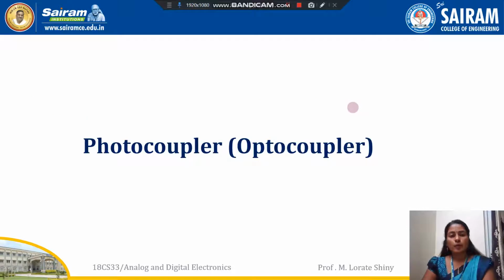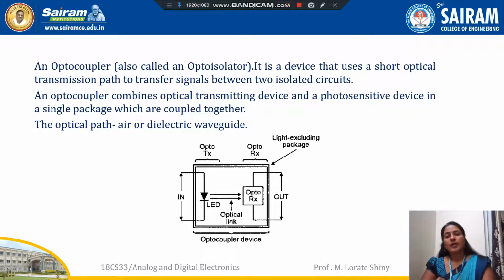Next, we will see about photocoupler. Photocoupler is also called optocoupler and optoisolator. This device uses a short optical transmission path to transfer the signal between two isolated circuits. An optocoupler combines an optical transmitting device at one end and a photosensitive device at the other end. Both are in a single package and coupled together. The optical path may be either air or any dielectric waveguide.